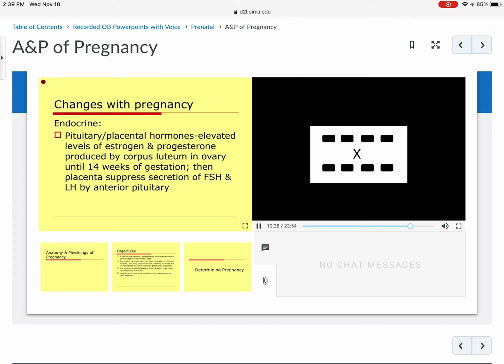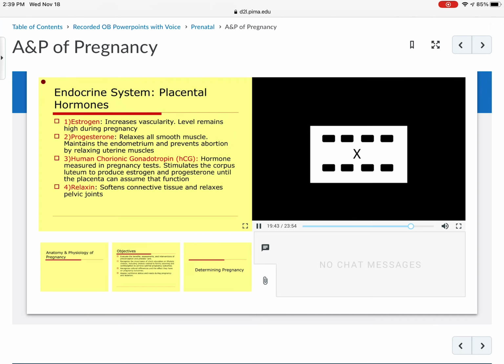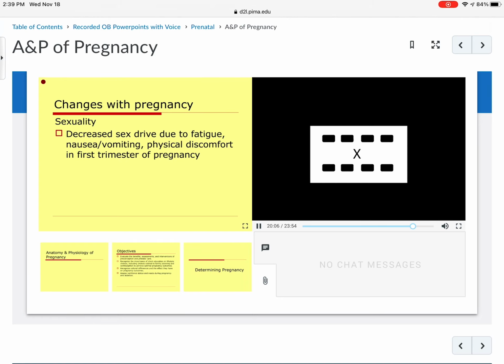We talked about hormone levels, progesterone and estrogen. We talked about these hormones, and we also talked about them when we talked about placental and fetal development. We know that estrogen increases vascularity, and progesterone maintains the pregnancy. The HCG is what we use to detect pregnancy, and relaxin softens connective tissues and relaxes pelvic joints.